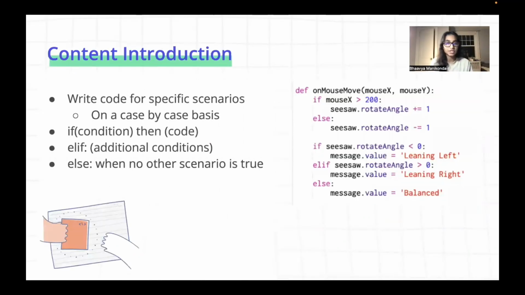So we can start by introducing the content, a little bit about what we're going to be talking about today. We're going to be talking about if statements and a lot of things that you can do with if statements. If statements basically are when you write code for specific scenarios, so on a case-by-case basis. If you see, we have an example of what these if statements will look like on the right. You basically want to use them when you have code that you want to write specifically for when you have different scenarios or you're in different states of your program.